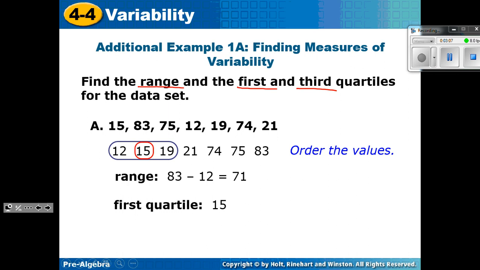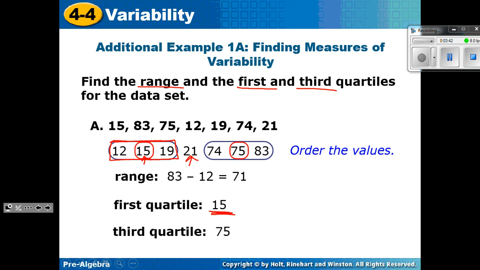The first quartile is 15. Now here's how you find that, okay? You can see that 21 is going to be the median. The first quartile is the median of the lower half. If you've got a clear median, leave that out of the lower half. And then put a box around this lower half and pretend like those are the only numbers you've got. Find the middle one, 15. That's the first quartile. That's all there is to it.